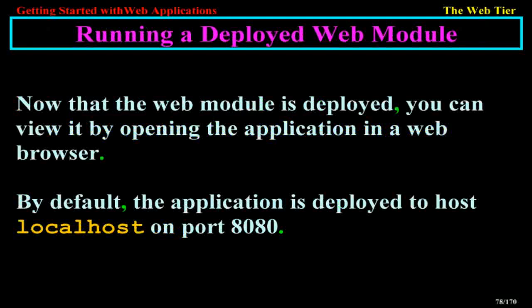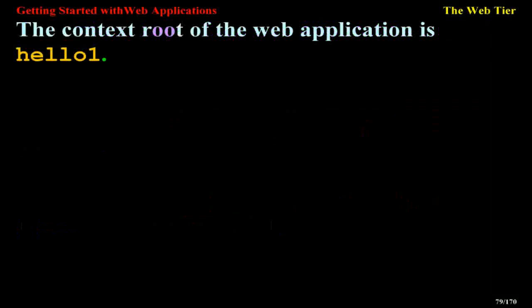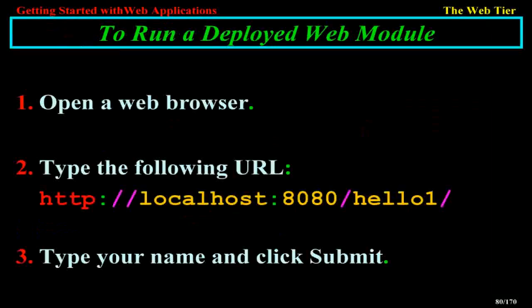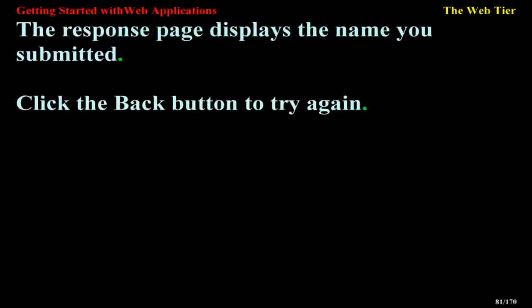Running a deployed web module. Now that the web module is deployed, you can view it by opening the application in a web browser. By default, the application is deployed to host localhost on port 8080. The context root of the web application is Hello1. To run a deployed web module, open the web browser. Type the following URL: http://localhost:8080/hello1. Type your name and click Submit. The response page displays the name you submitted. Click the back button to try again.